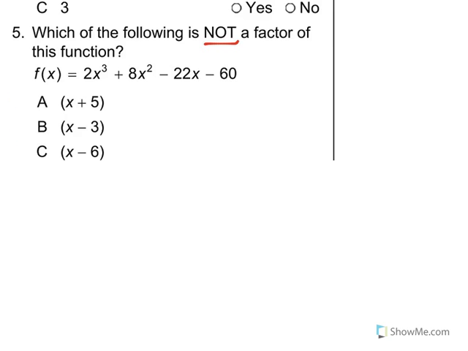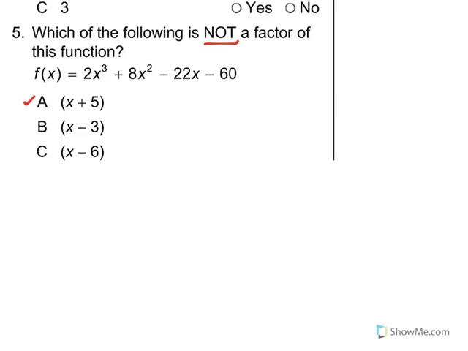The second way to do it is just to do the whole thing from beginning to end, factoring everything and testing the possible 0s, which is the long way. So it depends on what you feel like doing. So I will go ahead and test the first choice.